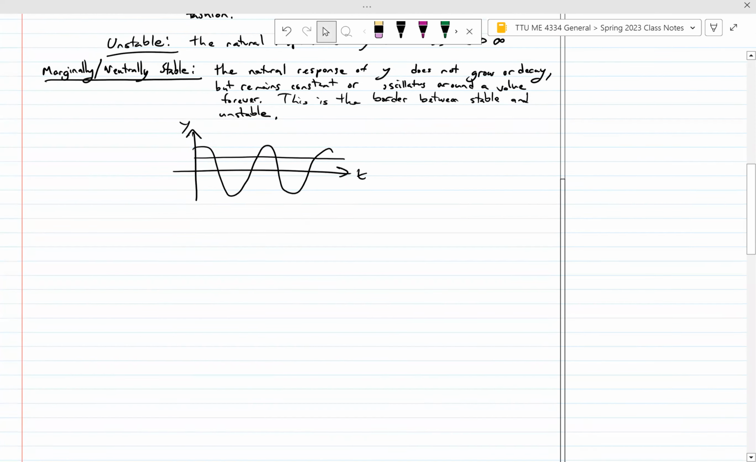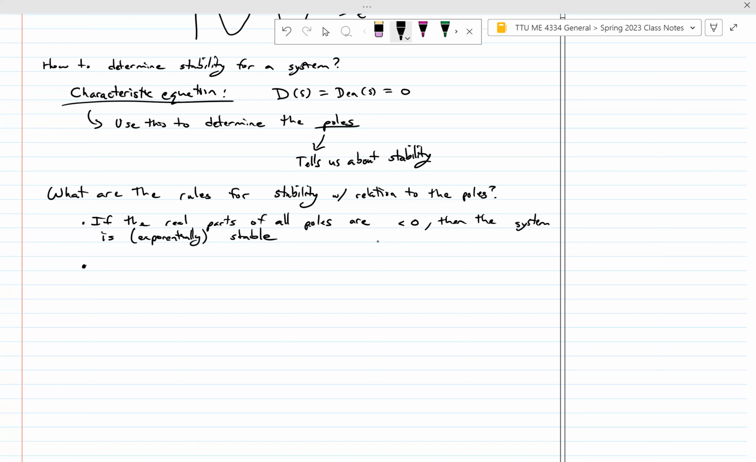Now, is it all of the real roots? Is it the most dominant? For my criteria, if any one pole has a real root that is 0, that is a neutrally or marginally stable system. All it takes is one, in my opinion. And generally that's how it's done anyway.